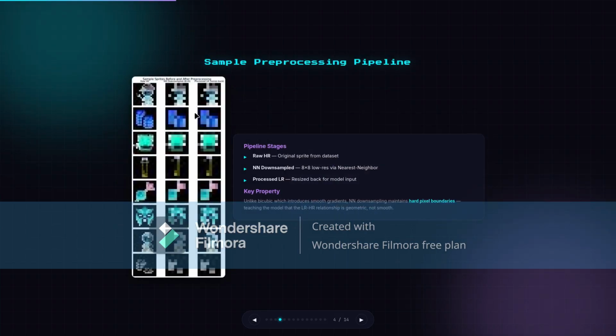Here you can see actual samples from our pre-processing pipeline. The left column shows the raw high-resolution sprites, the middle shows them downsampled to 8 by 8 using nearest neighbor, and the right shows the processed low-resolution inputs that get fed into the model. Notice how the NN downsampled versions maintain hard pixel boundaries. There is no smoothing or blending between colors. This is the key insight. By training with NN downsampled pairs, we teach the model that the relationship between low-res and high-res is geometric and blocky, not smooth and continuous.